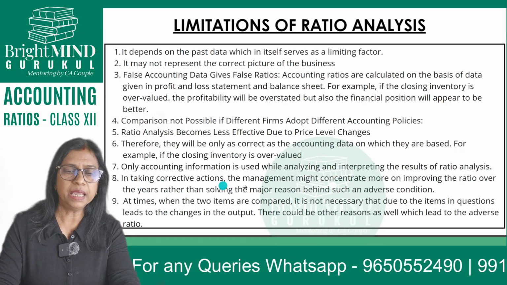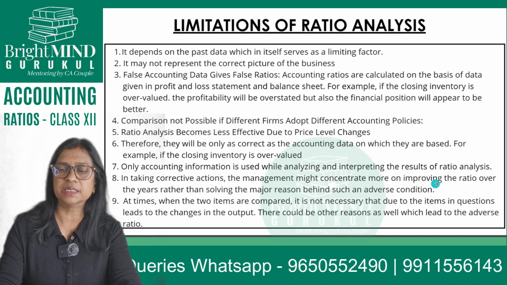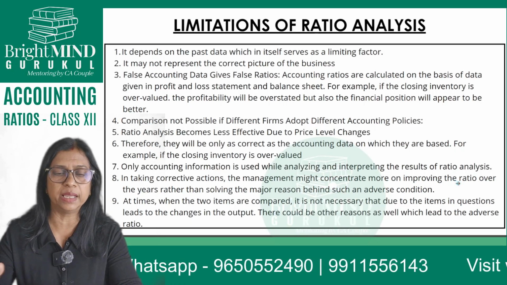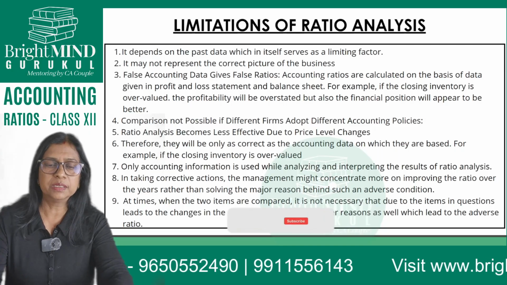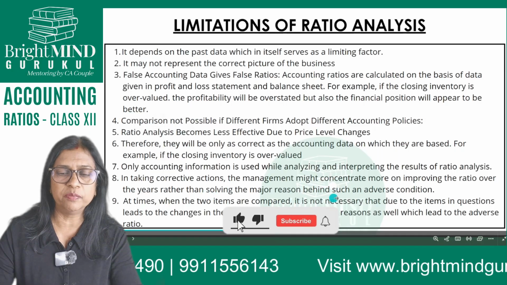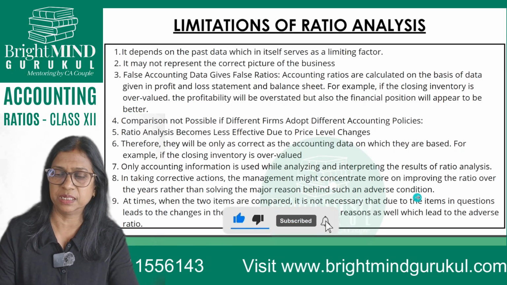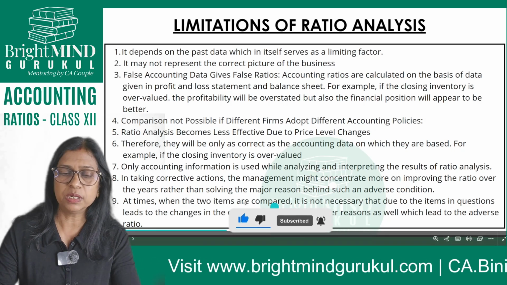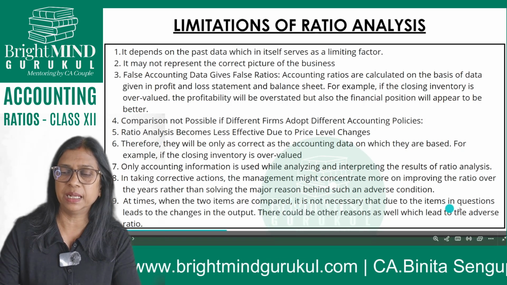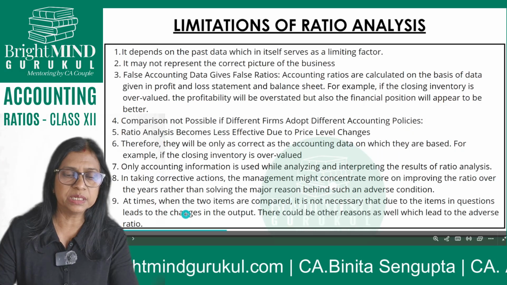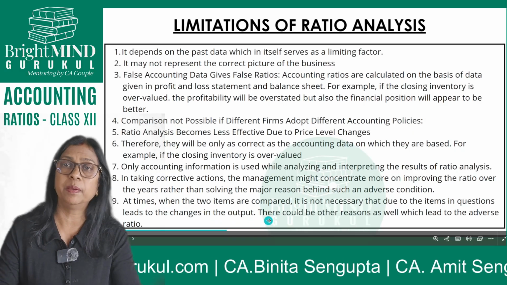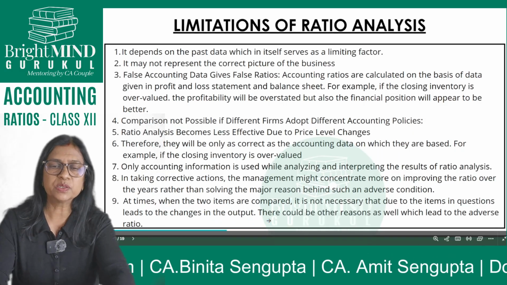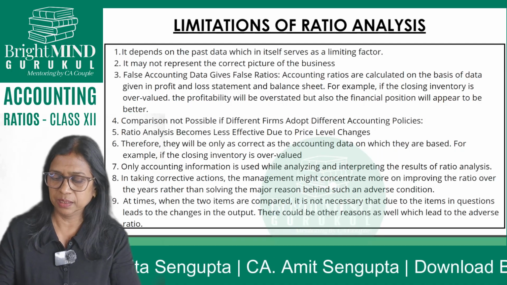In taking corrective action, the management might concentrate more on improving the ratio rather than solving the major reason behind such adverse conditions. Also, it is not necessary, when two items are compared, that the items in question lead to changes in output. There may be other reasons also. So please go through your theory part.